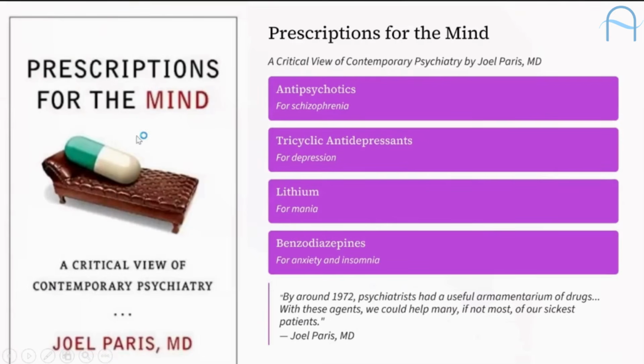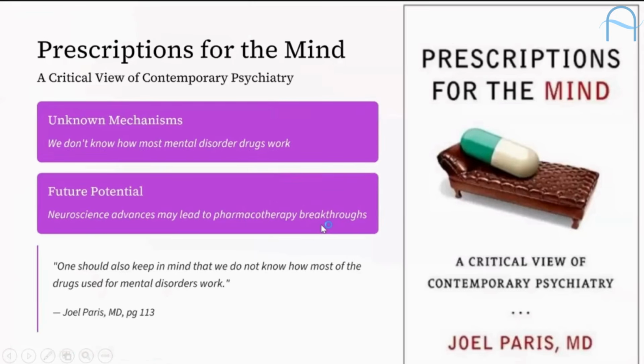There's a very interesting book called Prescriptions for the Mind, written by a psychiatrist, Joel Paris. He says the same thing about psychiatric drugs, all these drug families. In this book, he says one should also keep in mind that we do not know how most of these drugs used for mental disorders work.